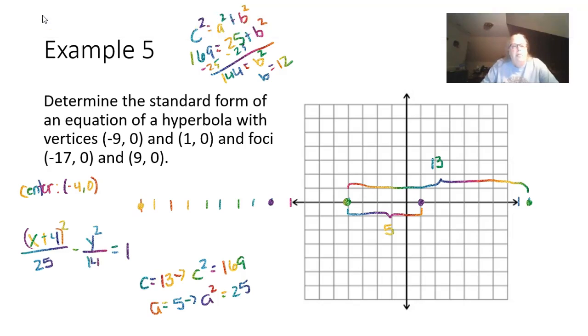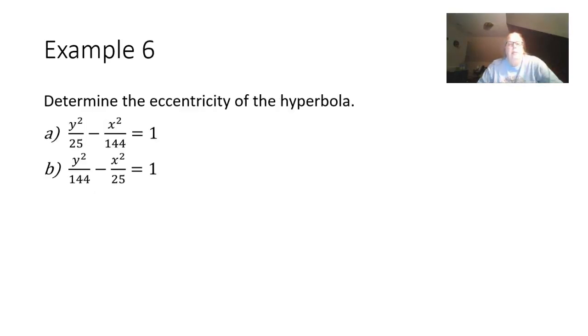This is going to be 144, and we've got it. There's the equation for our hyperbola. Example 6. Determine the eccentricity of the hyperbola. Part A, y squared over 25 minus x squared divided by 144 is equal to 1.